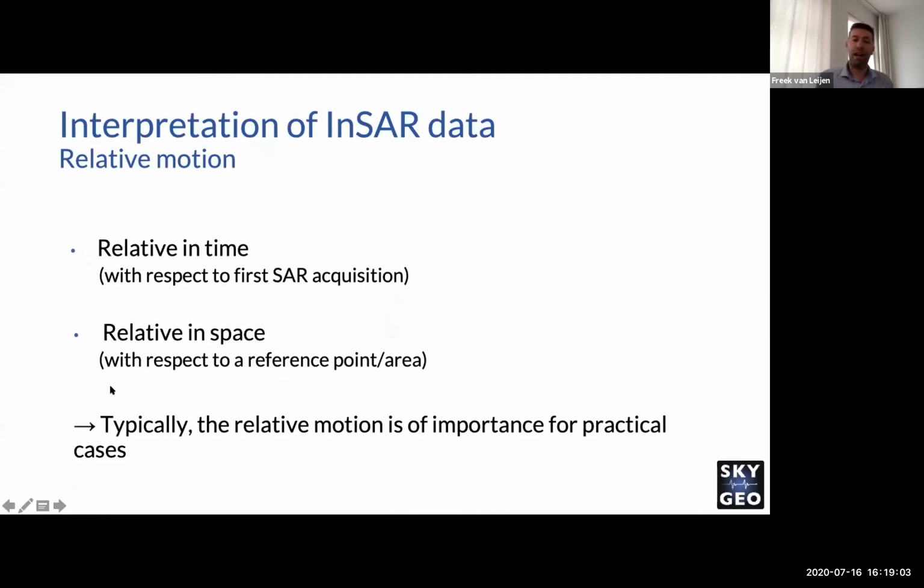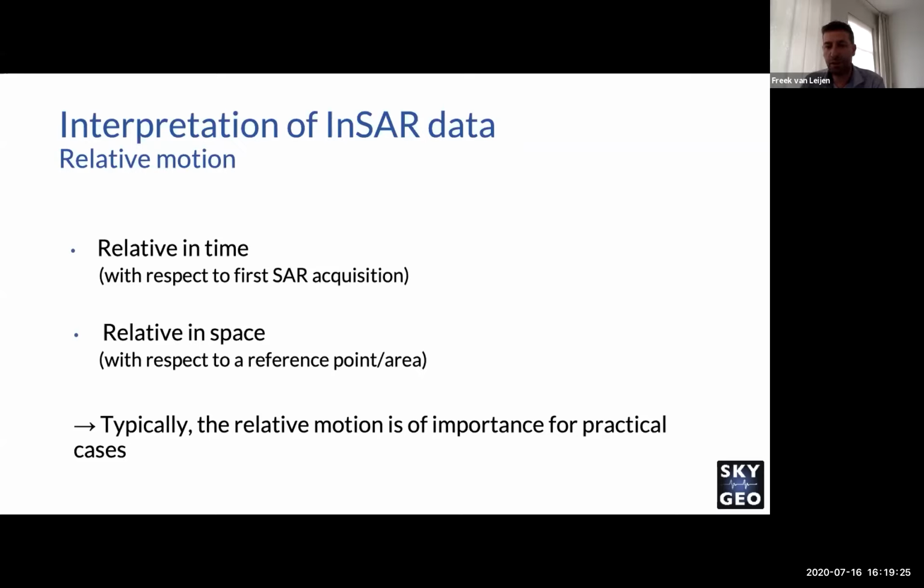I have a few more slides on the interpretation of these data, because this is also important for proper use and interpretation. So first of all, what we can measure with InSAR are signals which are relative in time and in space. We are not able to provide absolute measurements.